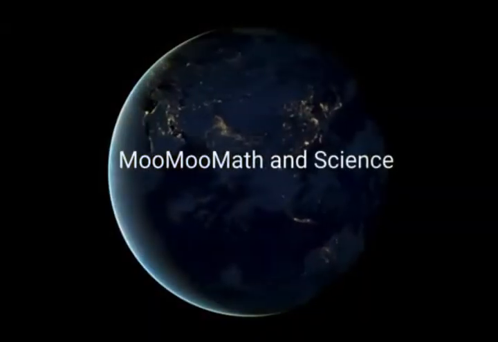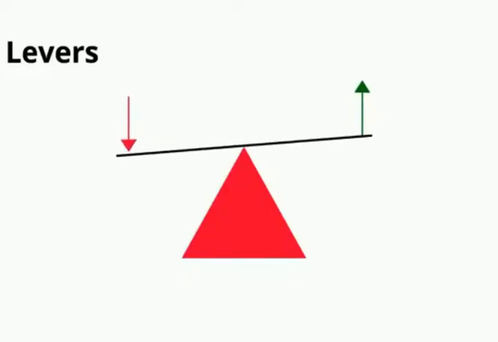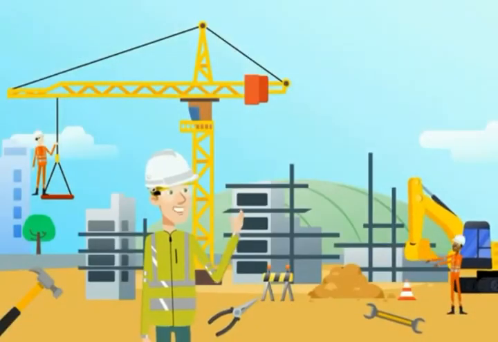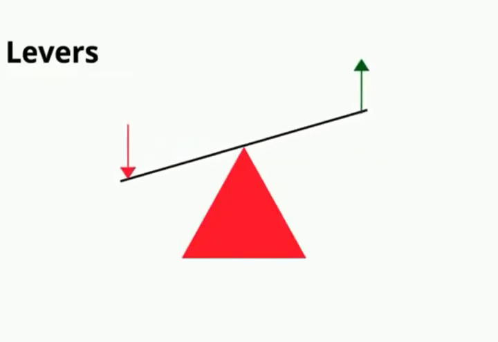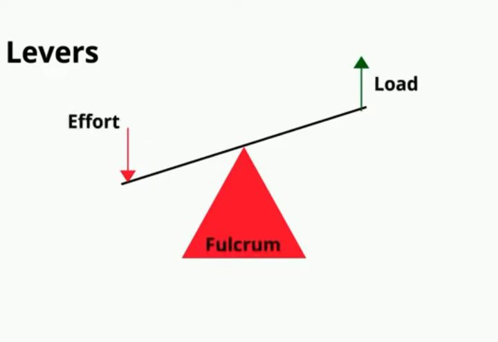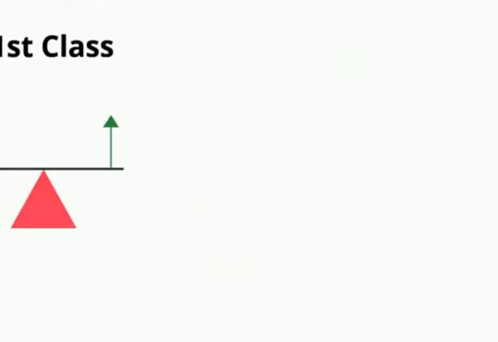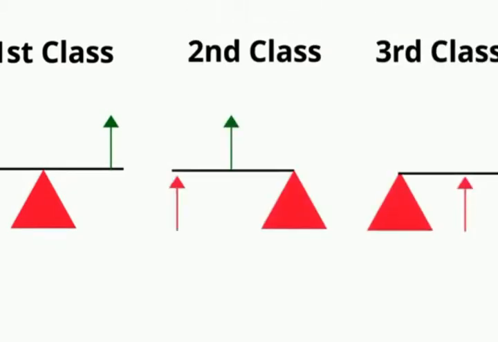Welcome to Moo Moo Math and Science and types of levers. A lever is a simple machine, and they're a basis of many tools in and around your house and work. The way levers work is that a force is applied at a point, and this moves the load at another point through a balance point called the fulcrum. It's the position of these 3 points, the force, the load, and the fulcrum, that distinguishes the type or class of lever. There are 3 classes of levers: first, second, and third class.